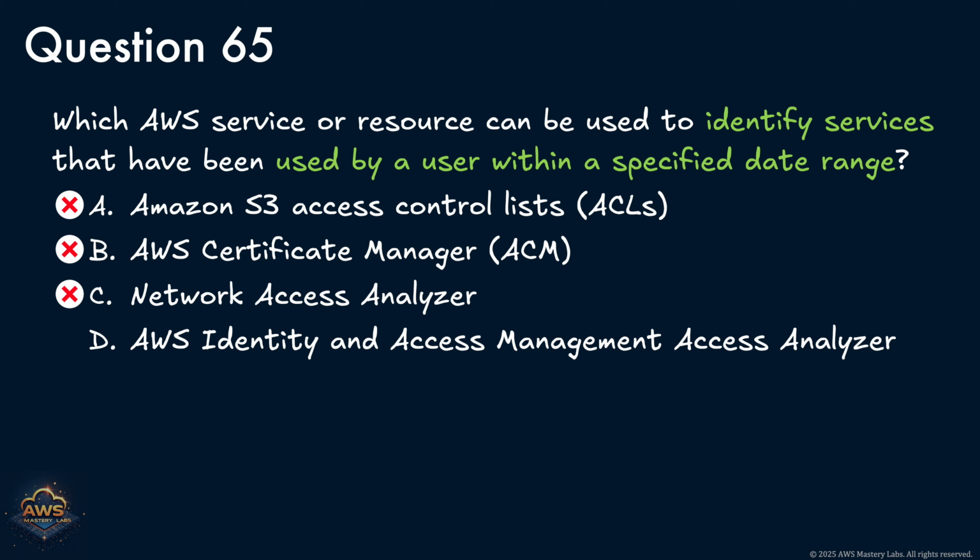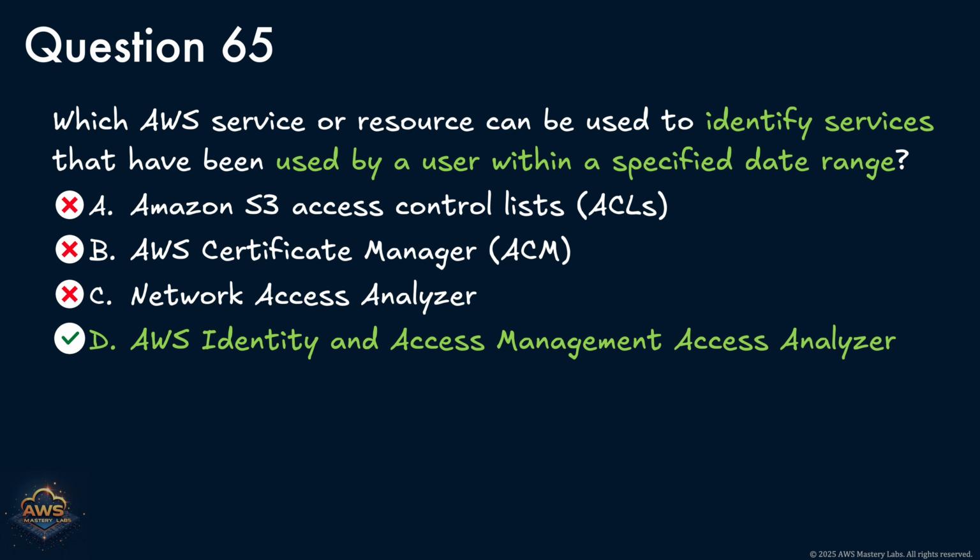Network Access Analyzer is used for network connectivity analysis, helping validate and audit network paths across VPCs and other network configurations. It's great for ensuring that your intended connectivity policies are in place or for identifying unintended network access paths, but it doesn't provide user activity tracking or any event history within a date range. Incorrect, because Network Access Analyzer focuses on network reachability, not user-level service usage or access tracking.